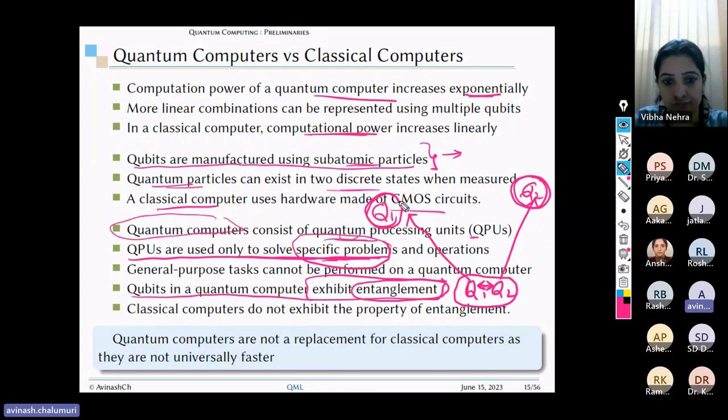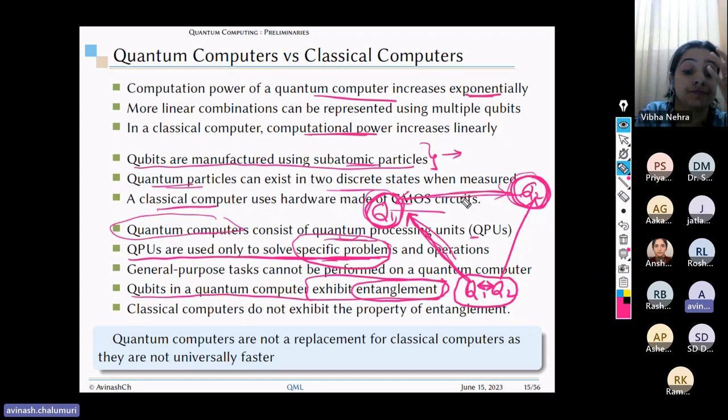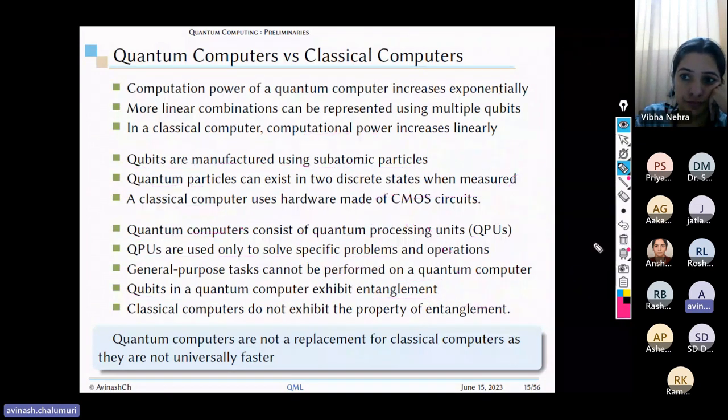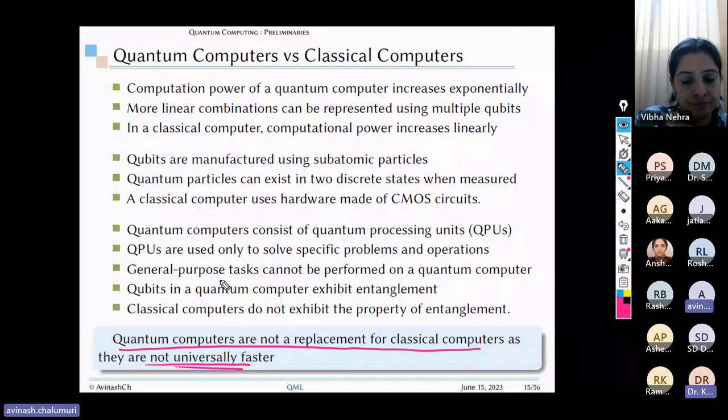So this is considered to be a kind of paradox, where Q1 and Q2 are linked. This is not just a coincidence. It's a kind of coordination. Again, this is a completely different science in quantum mechanics, so you can always refer to that if you are interested. So quantum computers are not a replacement for classical computers, and they are not universally faster. This is the truth that we need to consider.